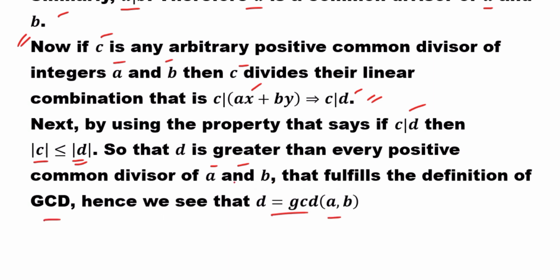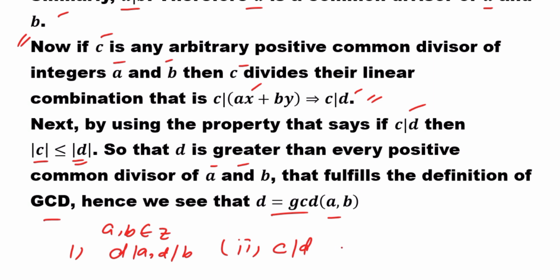What is the definition of GCD? The definition of GCD says that if a and b are integers, not both of them 0 at the same time, a positive integer d is called the GCD of a and b if d divides a and d divides b. If there exists another common divisor c, then c must divide d, and c is less than or equal to d. Then d is called the GCD.